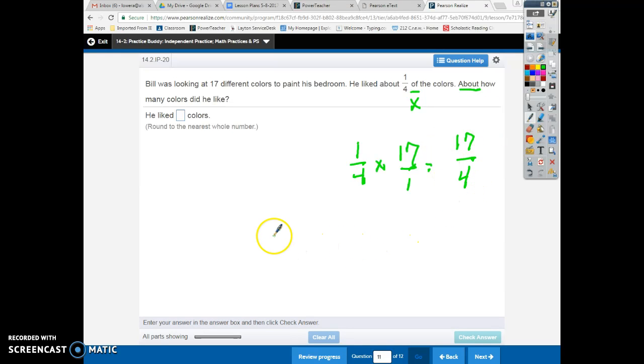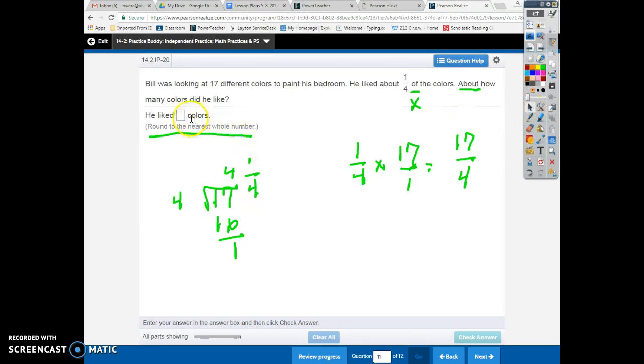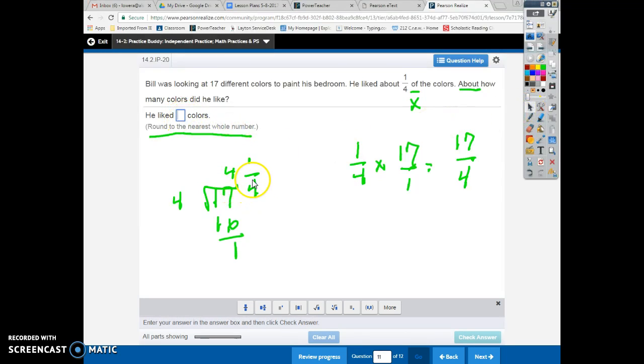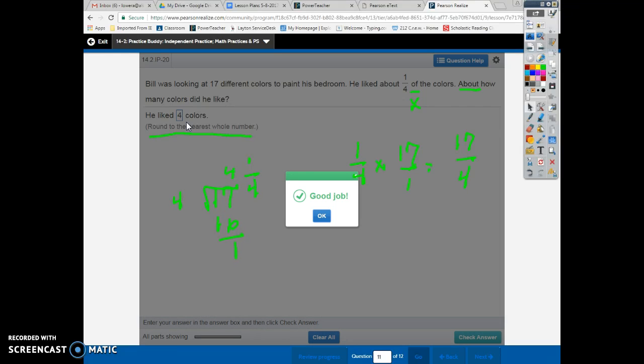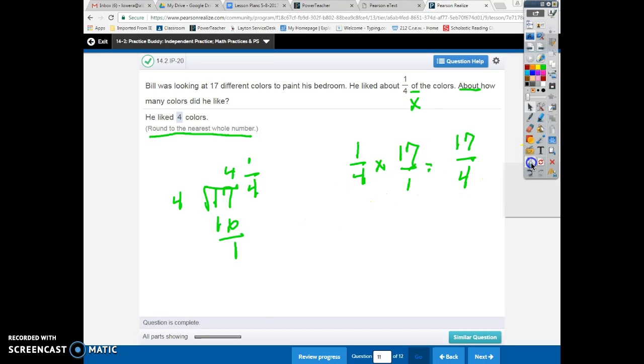Every fraction is really a division problem. So I'm going to do 17 divided by 4. 4 goes into 17 4 times. 4 times 4 is 16. So it's going to be 4 and 1/4. Now, round to the nearest whole number. Well, 4 1/4, is that closer to 4 or 5? 4 1/4 is much closer to 4 than it is to 5, so we're going to say 4 is our answer. Absolutely. Good job, Mr. Lowe. Thank you, Mr. Lowe.